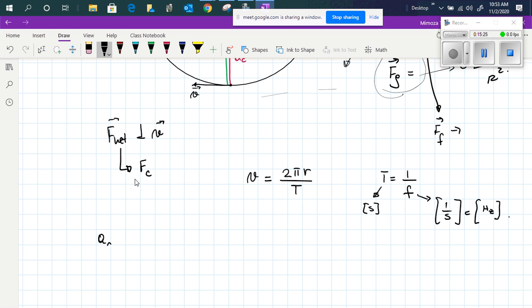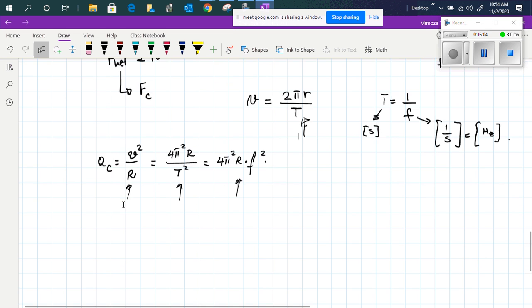On the other hand, the centripetal acceleration is v²/r, which if we square both sides, we will have this as 4π²r/T², or 4π²r times frequency squared. Now, depending on what they are giving us, we will use either this formula or this formula. Those are formulas that you can find in the formula sheet, so you don't have to remember them.